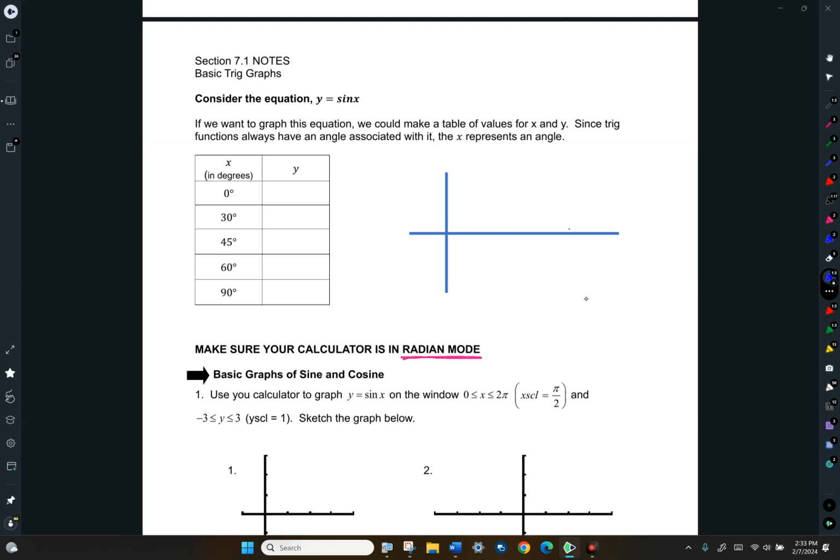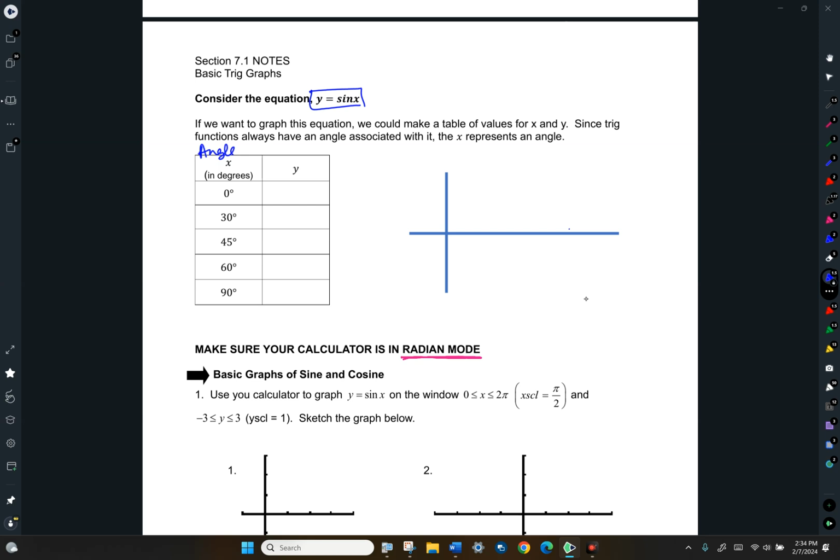This is section 7.1. We're going to start working with the trig graphs in Unit 7. So first, let's just look at this. If I have the equation y equals sine of x, then keep in mind the x represents the angle, and the y represents the answer to the trig function. So that means your x-axis is going to represent an angle.